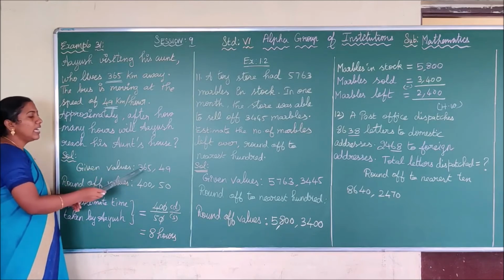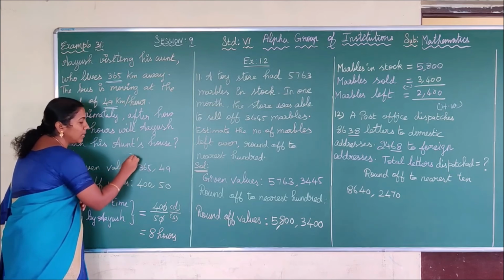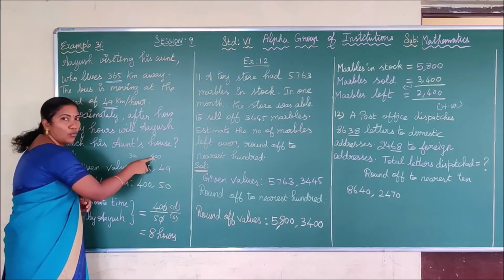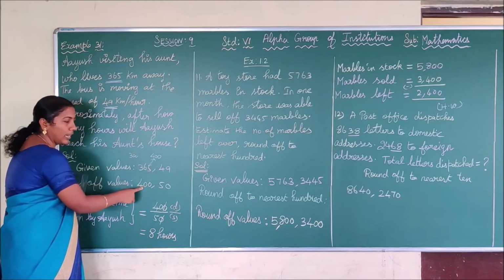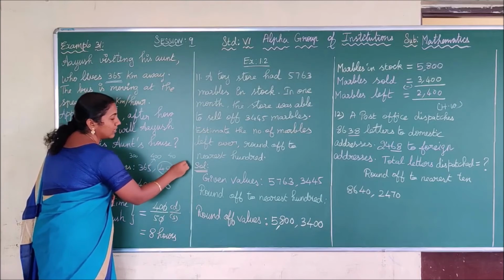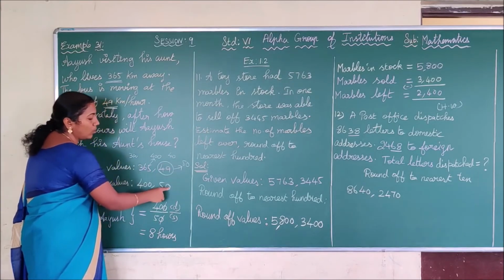Okay. 365, round it to the nearest 100. It lies between 300 and 400. So clearly it is closer to 400, so it is rounded up to 400. And 49 is a 2-digit number, so it should be rounded to the nearest 10. It lies between 40 and 50. Clearly it is close to 50. It is rounded up to 50.